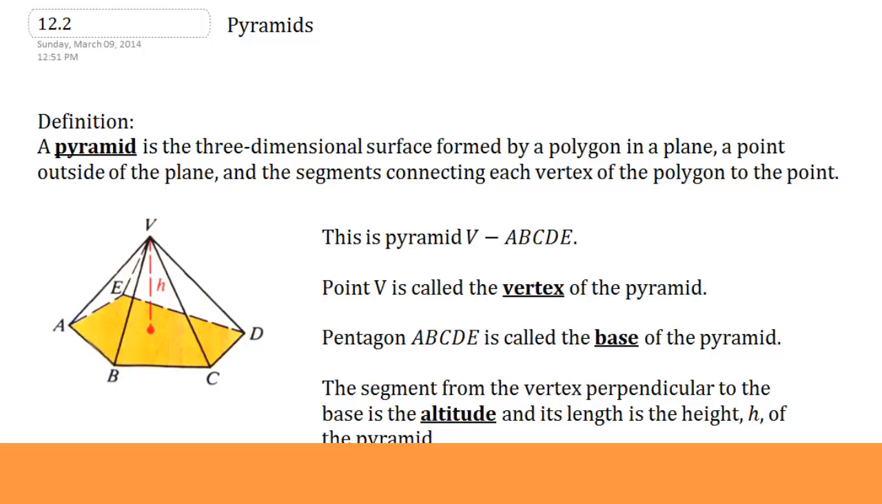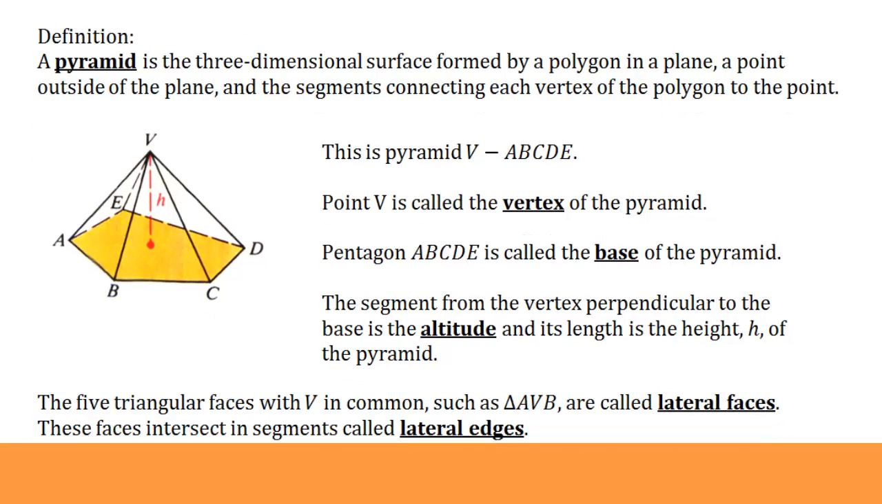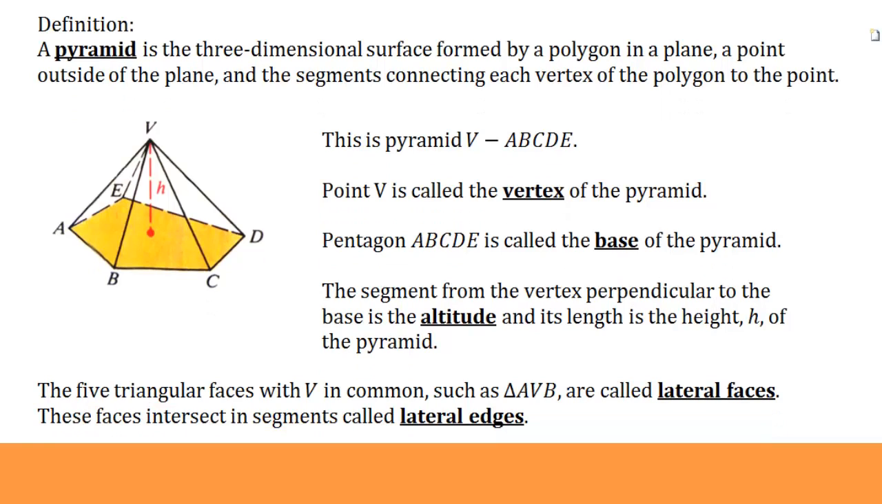So I have here a pentagonal pyramid. It's pentagonal because the base is a pentagon. So this pyramid is labeled V-ABCDE, where point V is called the vertex of the pyramid, pentagon ABCDE is called the base of the pyramid, the segment from the vertex perpendicular to the base is the altitude, and its length is called H, the height of the pyramid.